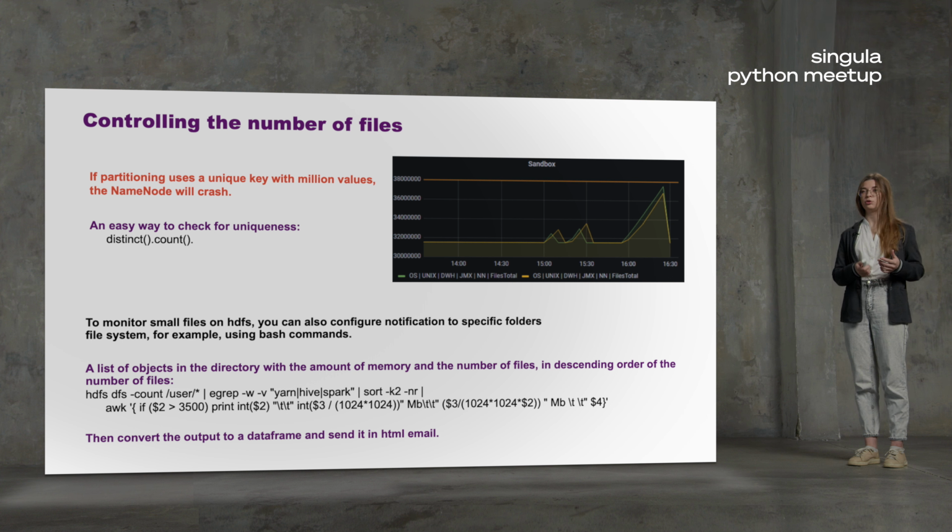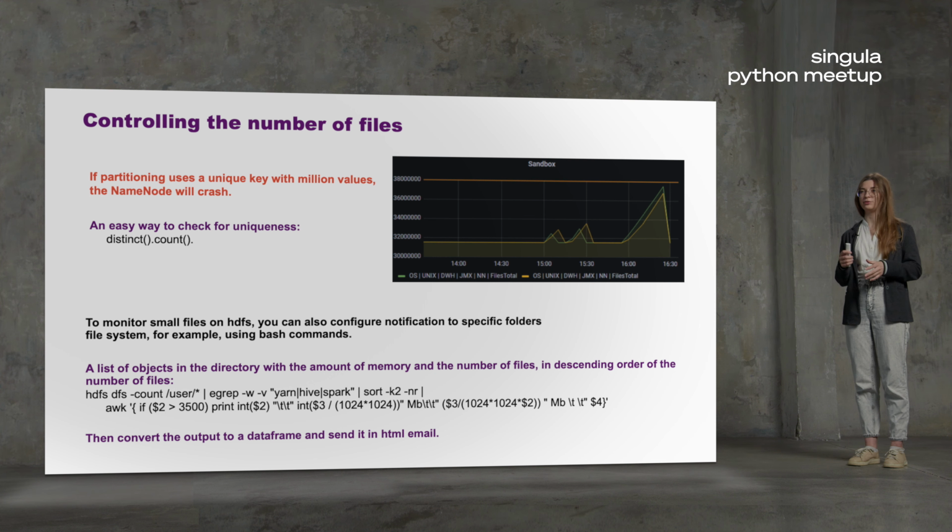To control small files on HDFS, you can configure notification in Airflow for specific folders in the file system, for example, using the bash code. HDFS DFS count with sorting outputs the list of the objects in the directory with their memory and number of files in descending order by the second argument.